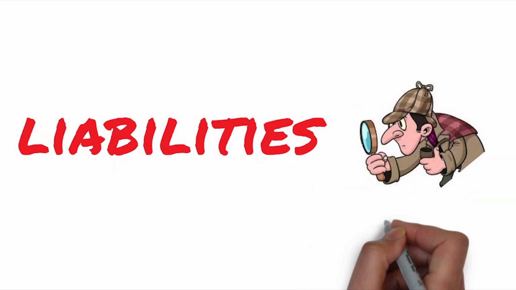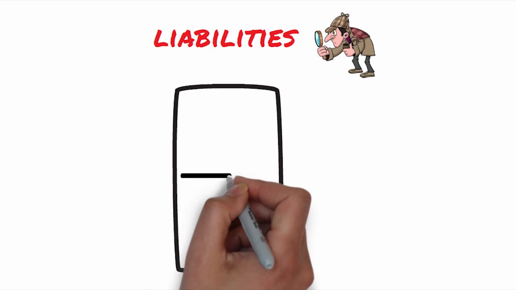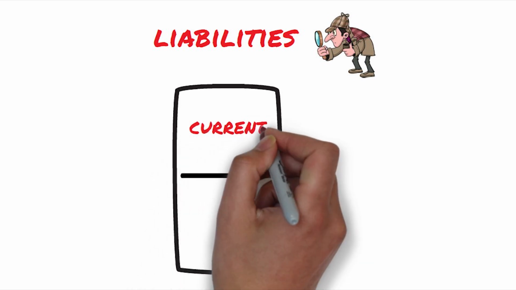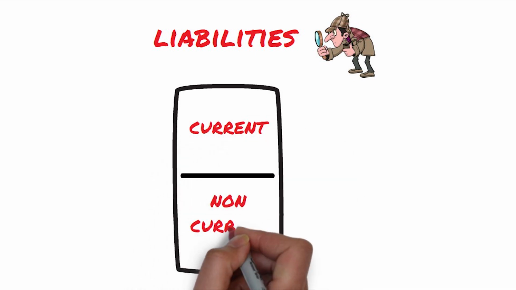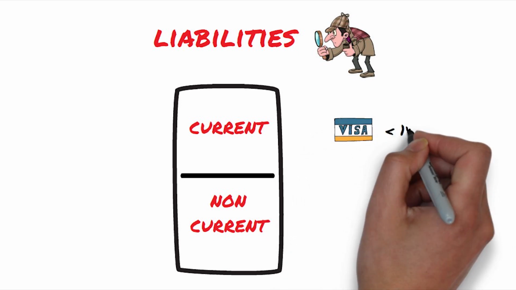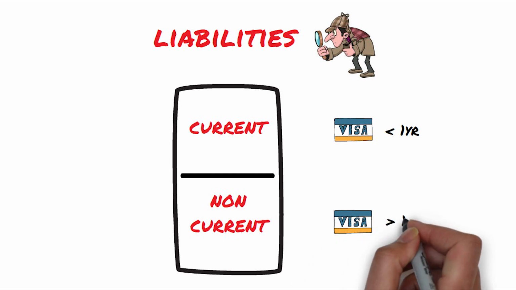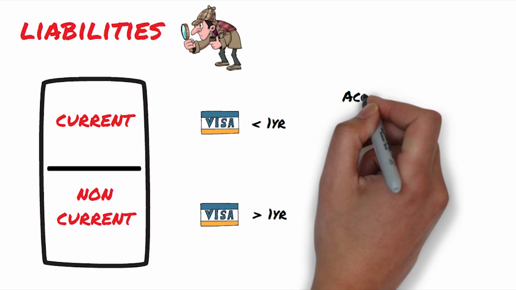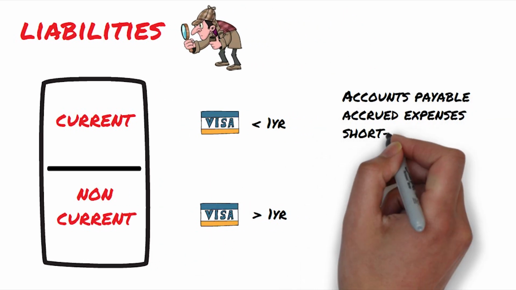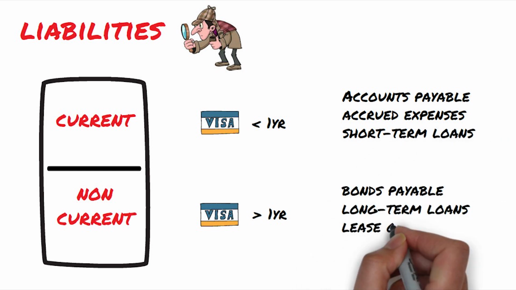Next up, we have liabilities. Liabilities are financial obligations or debts owed by the company. Similar to assets, liabilities are also divided into current and non-current liabilities. Current liabilities are obligations that need to be paid within a year. This includes accounts payable, accrued expenses, and short-term loans. Non-current liabilities, on the other hand, are long-term obligations that are payable after 1 year. These include bonds payable, long-term loans, and lease obligations.